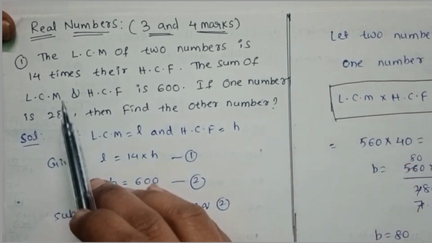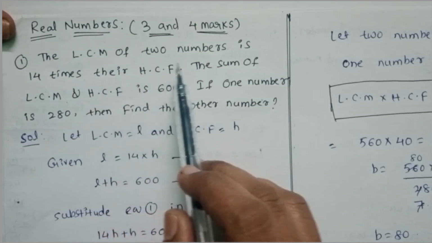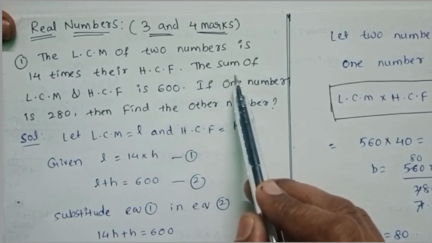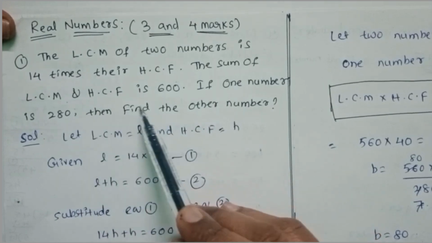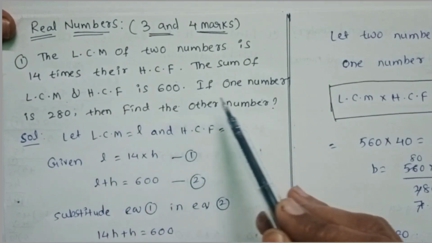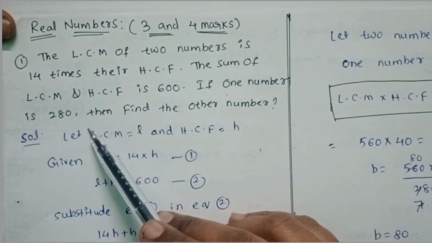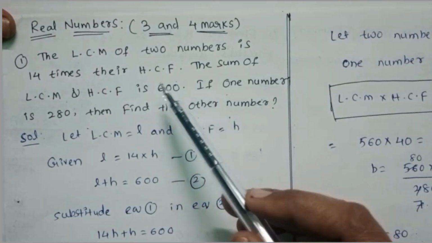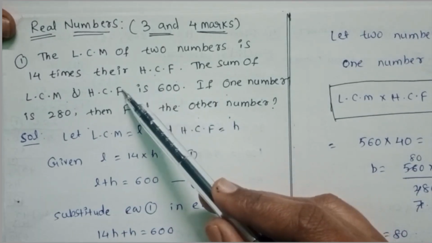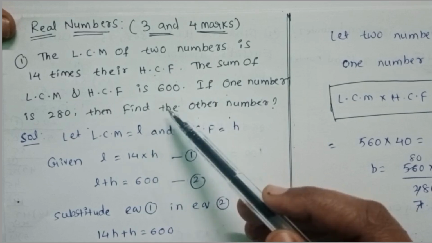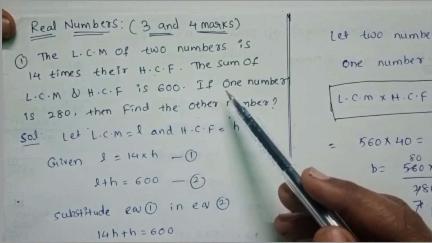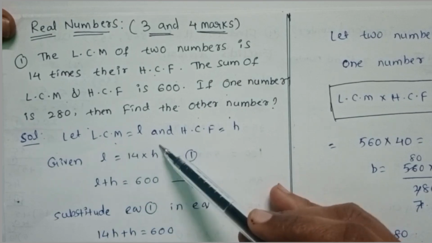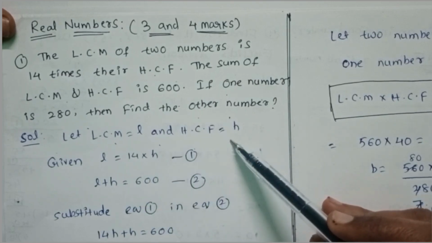See here the given question: the LCM of two numbers is 14 times their HCF. The sum of LCM and HCF is 600. If one number is 280, then find the other number. We don't know the LCM and HCF in this case. So, solution: let LCM be L and HCF be H.